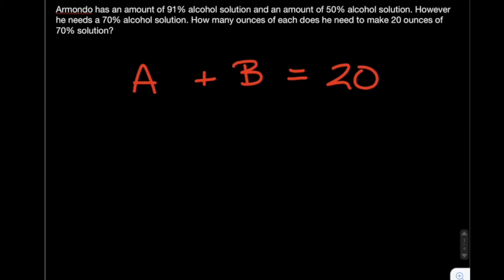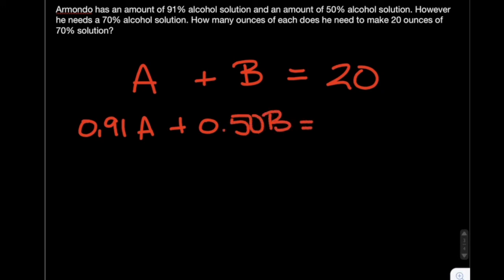Now we want to attach the rates. The rate of A is 91%. The rate of B is 50%. And the rate of the 20 ounces is going to be 70%. 0.7 times 20 is 14. I now have a system that I can solve. To be different, I'll solve this one with substitution.